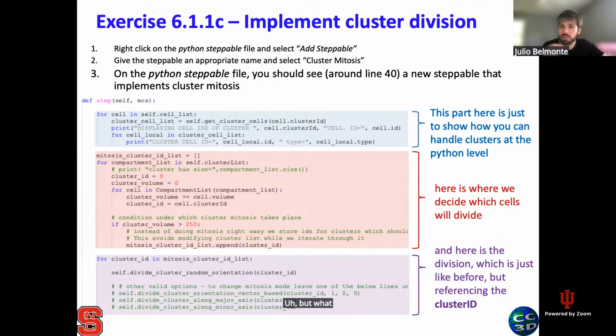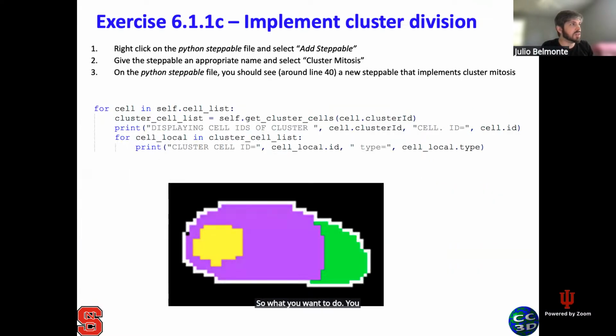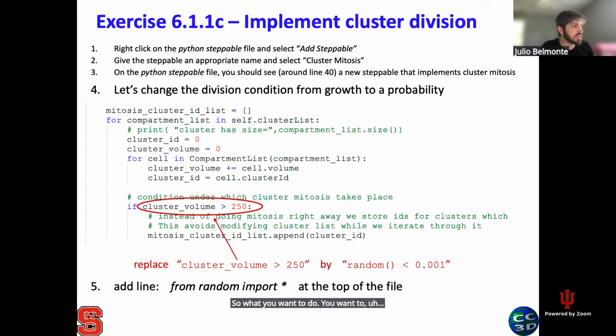But what you want to do here is, instead of having this division be generated by growth, we want this division to be generated by a random number. So what you want to do is replace this condition for division with the condition if random less than 0.01. So every step, there is a 1%, 0.1% chance of dividing your cluster.